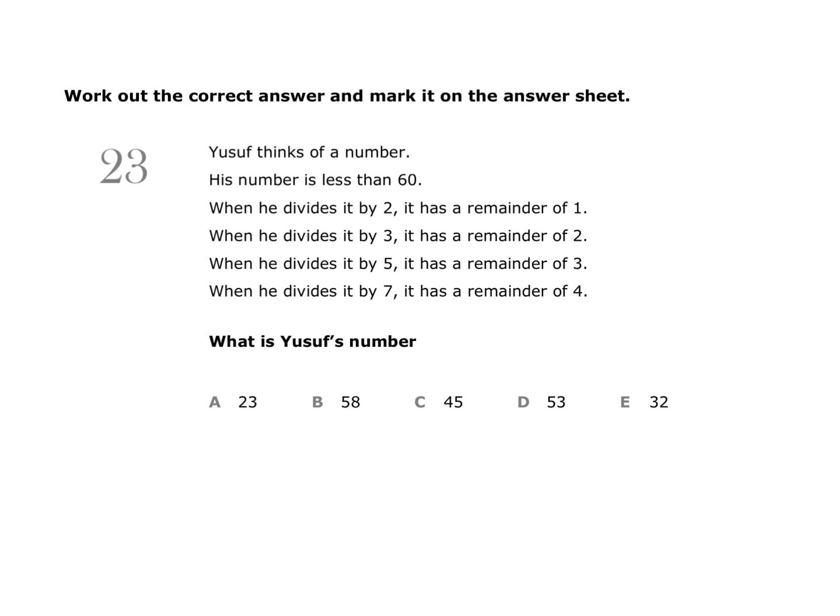Work out the correct answer and mark it on the answer sheet. 23. Yusuf thinks of a number. His number is less than 60. When he divides it by 2, it has a remainder of 1.